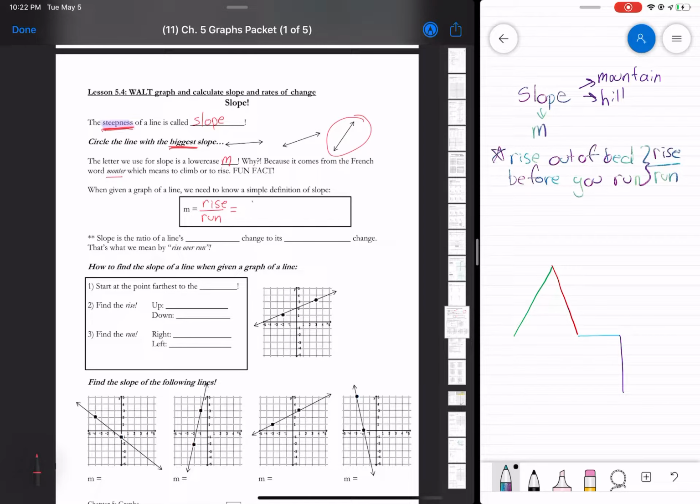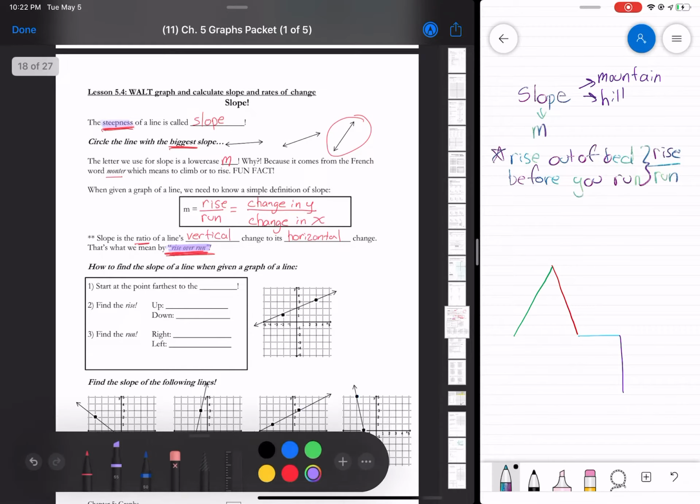This can also be known as the change in y over the change in x. Another way is a ratio, right? Ratios can be represented as fractions. So the slope is represented by a ratio of a line's vertical change to its horizontal change. Again, it only means rise over run. That's the key term that you're going to want to remember. Rise over run. That's going to help you.